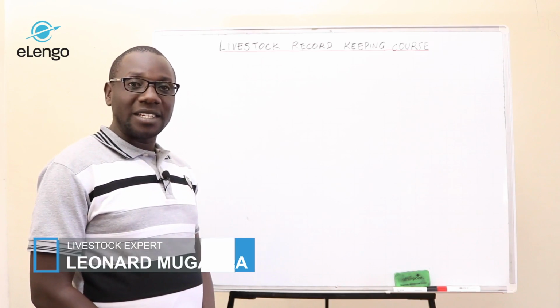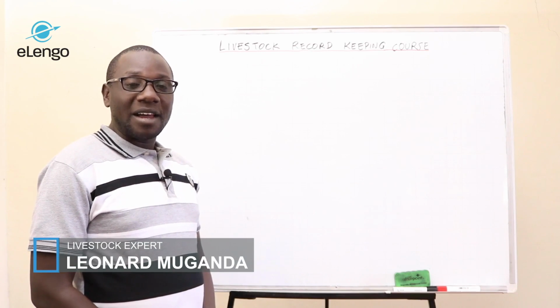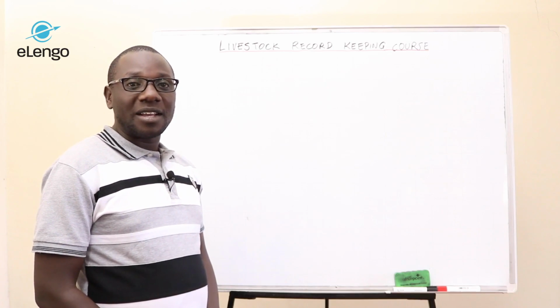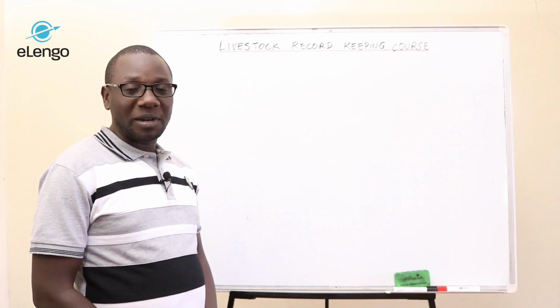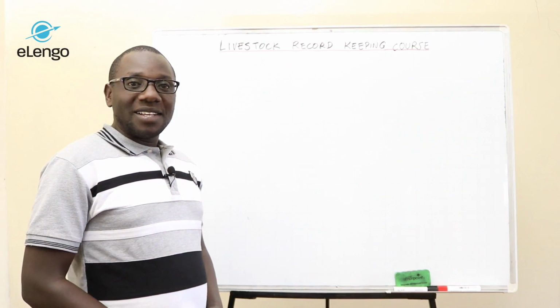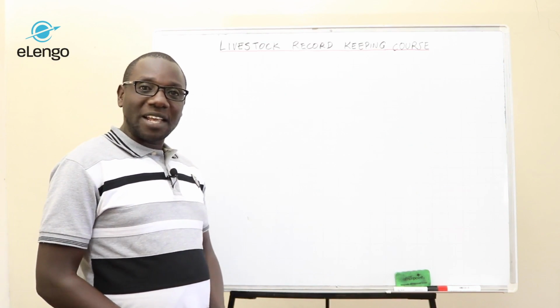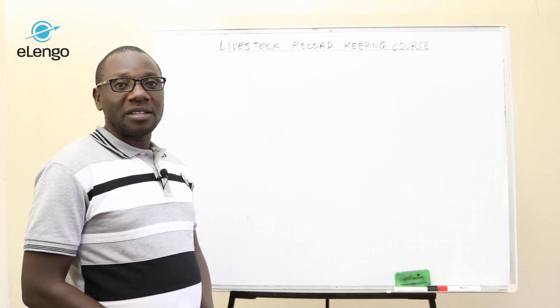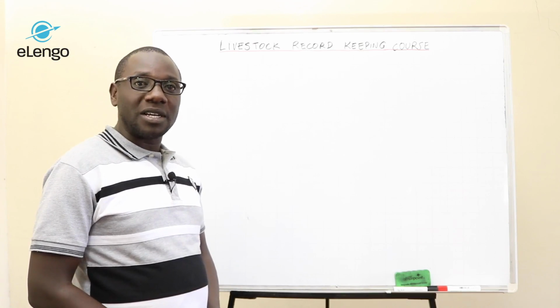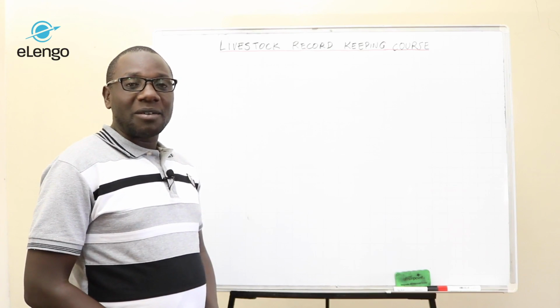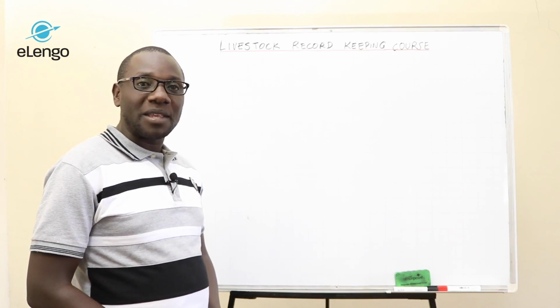My name is Leonard Muganda, and I am a livestock expert with a very high interest in data management and record keeping. Currently I am working with the Kenya Livestock Breeders Association as the CEO. I've been working with this institution for 8 years now, and I have a lot of experience working with farmers and working with the data.